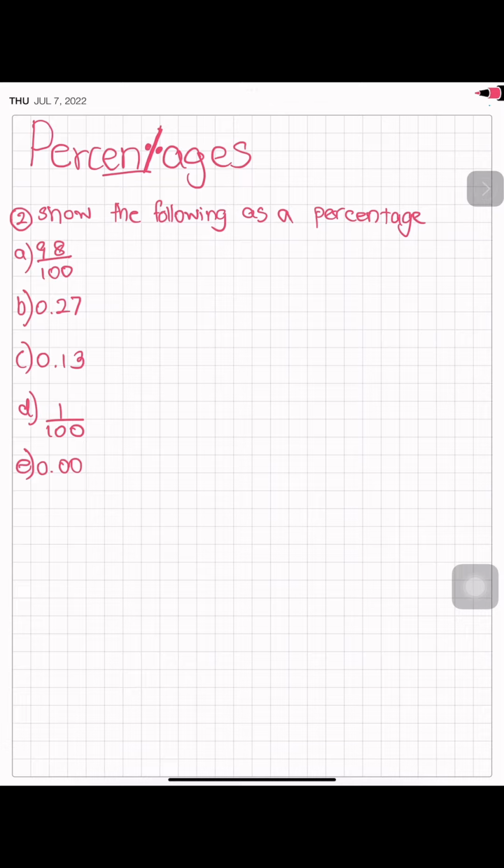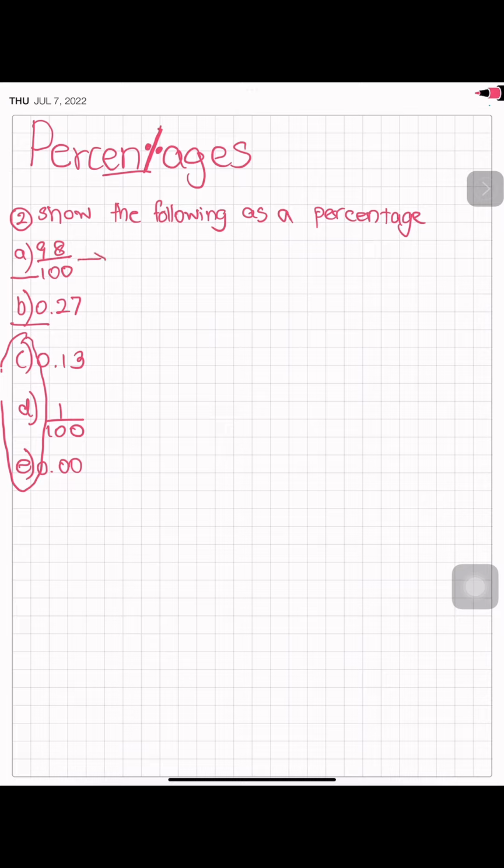Okay, now here are some questions. Show the following as a percentage. A. 98 over 100. B. 0.27. C. 0.13. D. 1 over 100. E. 0.00. So I'm going to do A and B. You guys have to do C, D and E. Okay? So, okay, let's start.